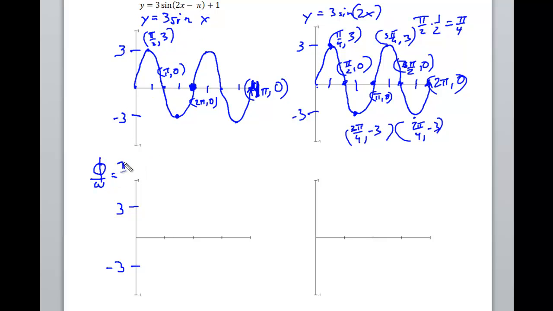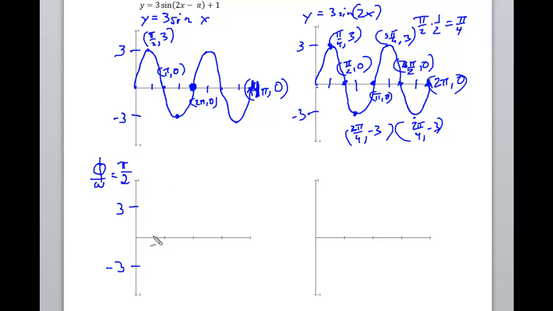It's not negative pi, because that would mean there would be a plus here, because from the original equation at the top of the page, the phi is always the minus of the problem, or the subtraction of the problem. So this is going to be positive pi, and then the omega down here is going to be 2. So that is going to be my shift.